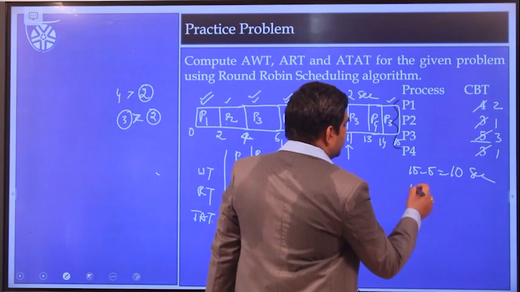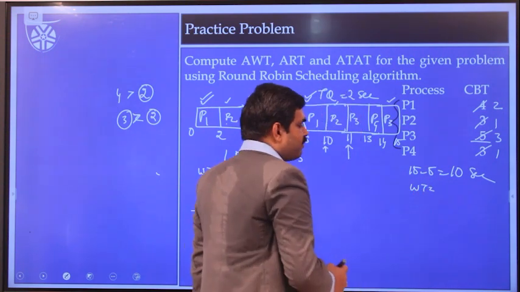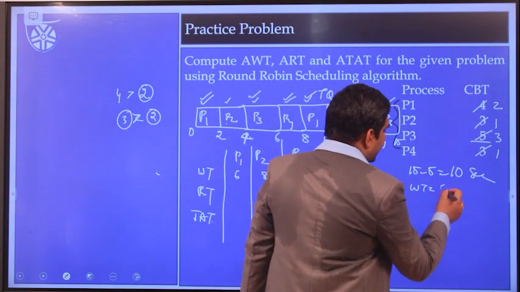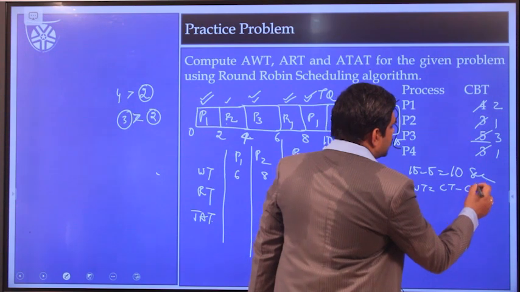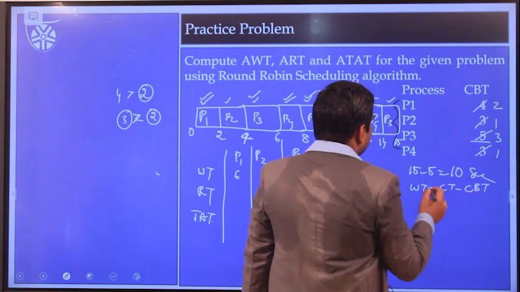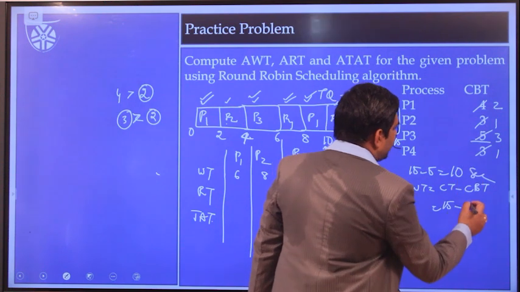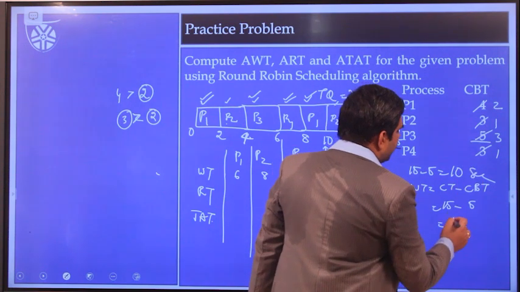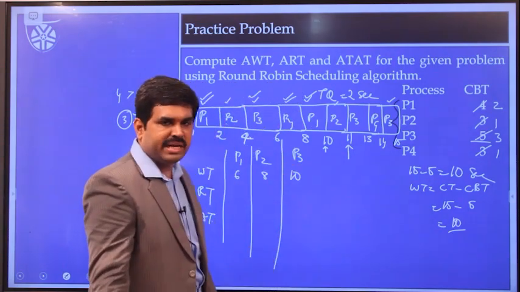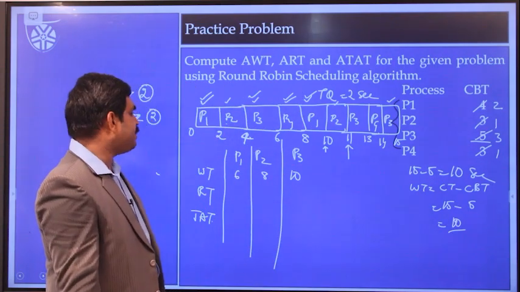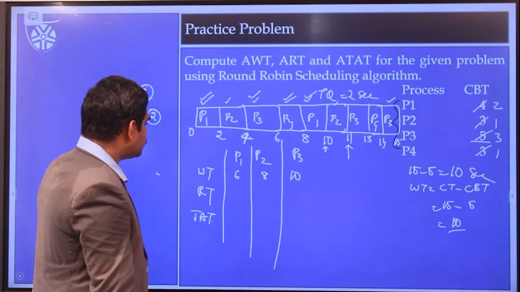Initially, I gave the basic definition of the waiting time. What is the basic waiting time definition? The completion time minus the CPU burst time. When has process P3 completed? After 15 seconds. What about the CPU burst time of process P3? 5 seconds. So for all the other time, it is in waiting state only. So the waiting time of process P3 is 10 seconds.